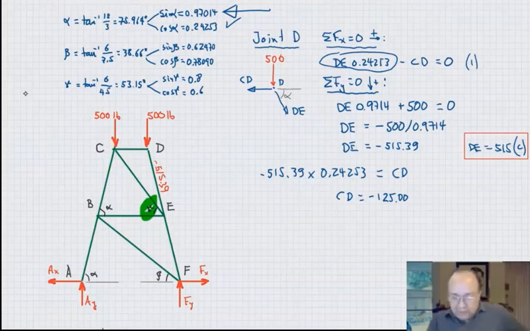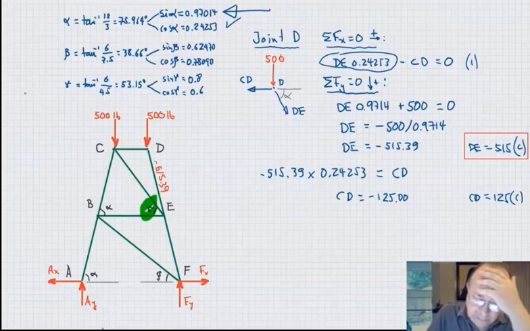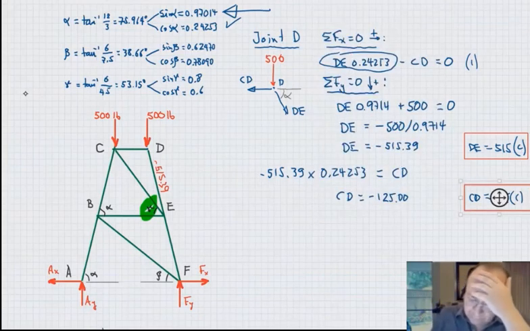All right. If we got CD minus 125, then we have another solution here already. CD equals 125 compression, and we put our nice rectangle here. We have another solution right here.